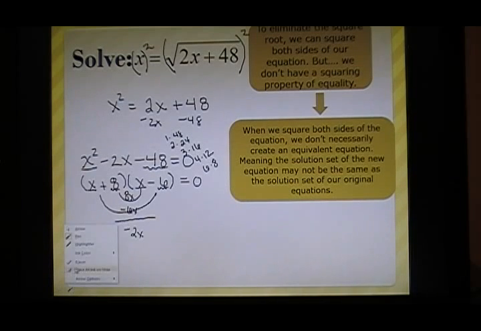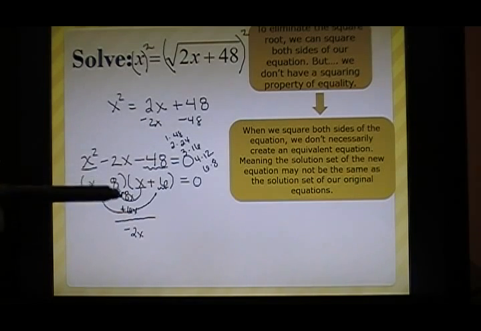So all I'm going to do is switch my 2 signs. So I'm going to make this negative and I'm going to make this positive. So now I have a negative 8x plus 6x, and that does give me negative 2x. So now we have the factorization.